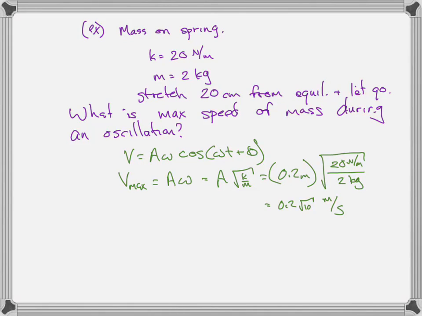Go ahead and plug that in, and that is 0.63 meters per second. That's the maximum speed of the mass during an oscillation. That seems quite reasonable. But is there another way that we could have solved this problem that you maybe already know? Like, for instance, perhaps energy conservation, right?